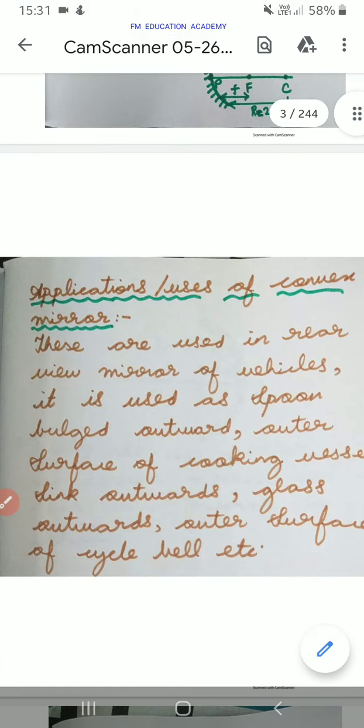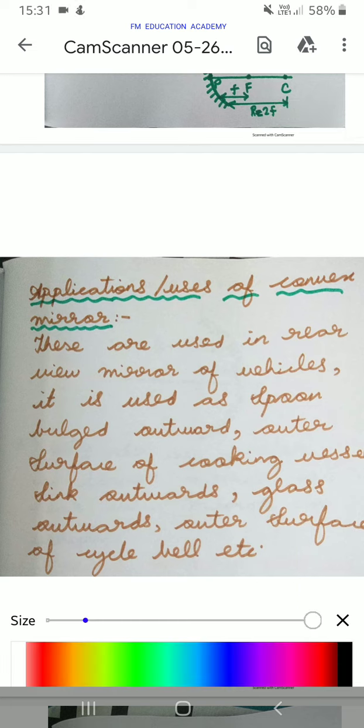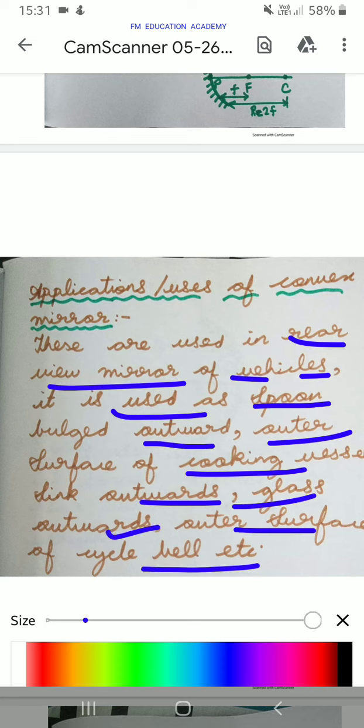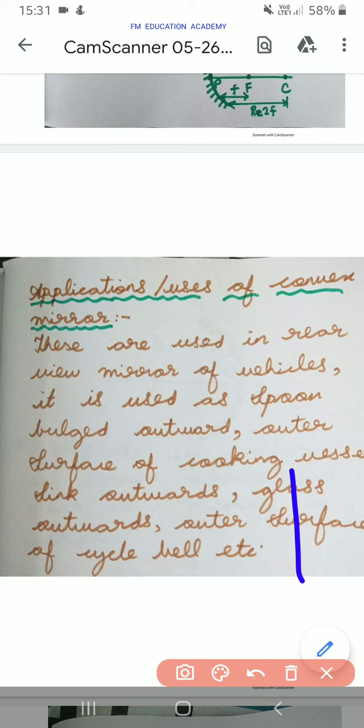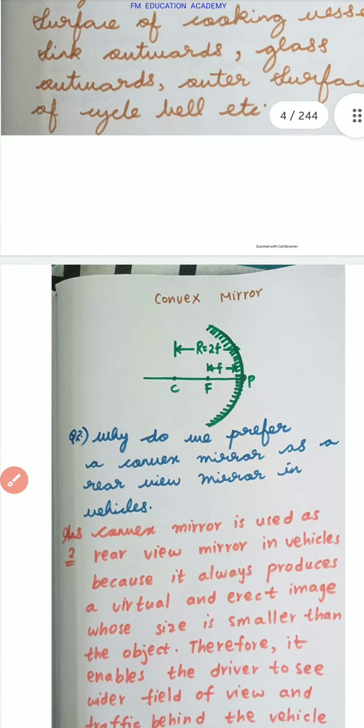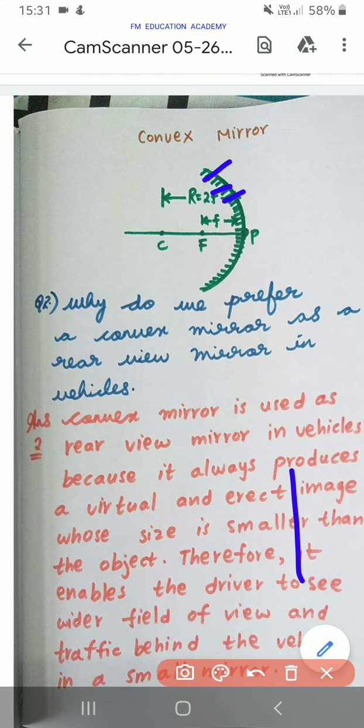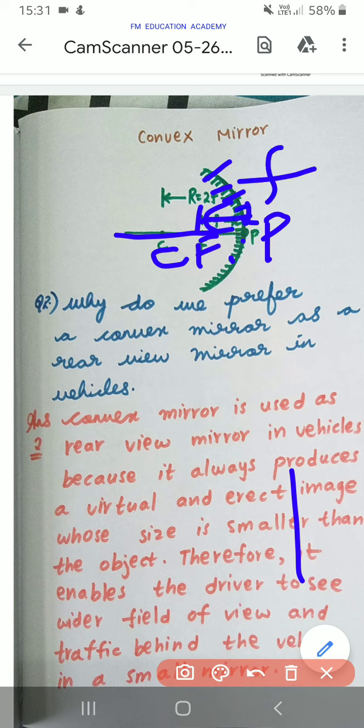Applications or uses of convex mirror now. Convex mirrors are used as rear view mirrors of vehicles. It is used as spoon bulged outward, outer surface of cooking vessel, sink outwards, glass outwards, outer surface of cycling bell, etc. Then it can also ask you, now this is your convex mirror. You can see here it is shaded inwards. This is my principal axis, pole, focus, center of curvature. Again, the distance between P and F is the focal length, small f, and the distance between center of curvature and pole is called the radius of curvature, which is equal to 2 times the focal length.